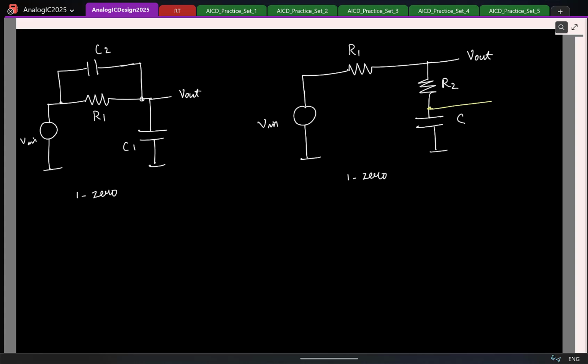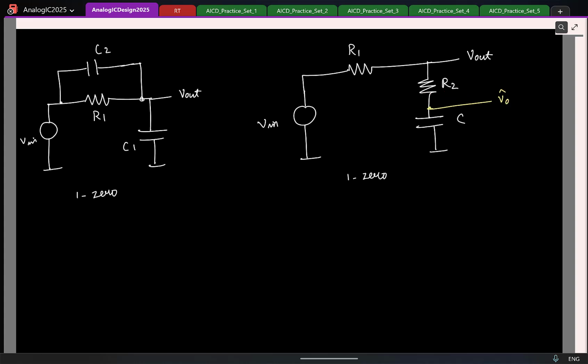Now if I call this as my output, I short this capacitor. What happens to the output V out hat? Do we have a 0 in this case? No. If the output goes to 0, you don't have a 0. So that's why it is very important to understand that the location of 0 is a strong function of the output and the input.